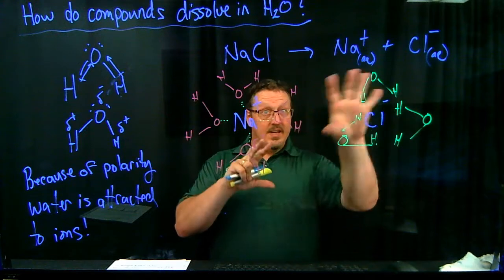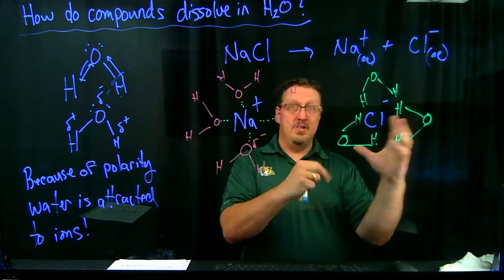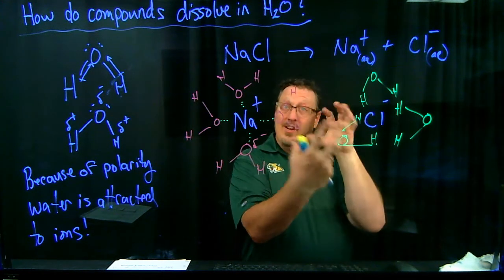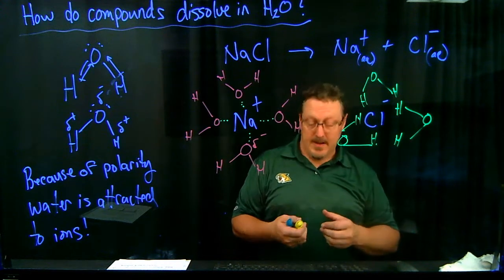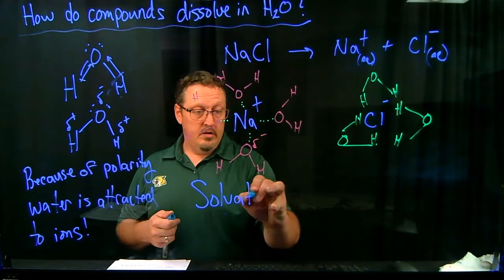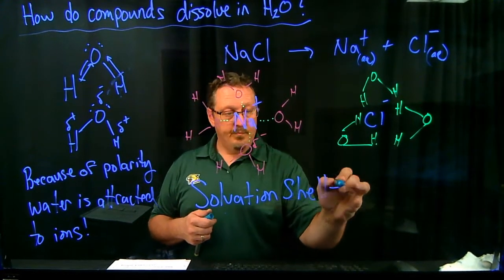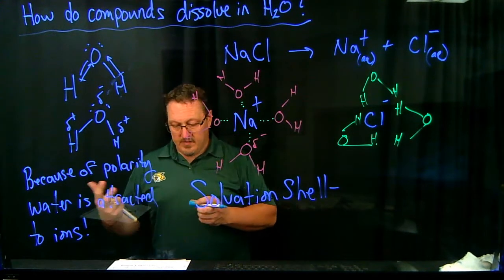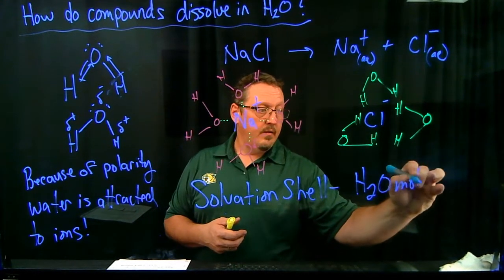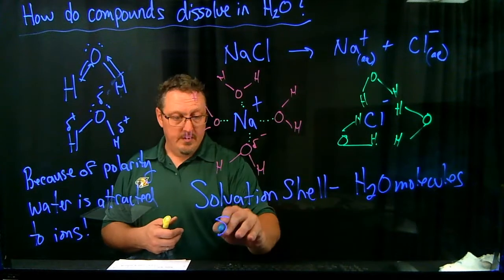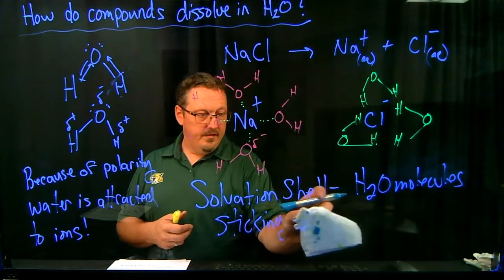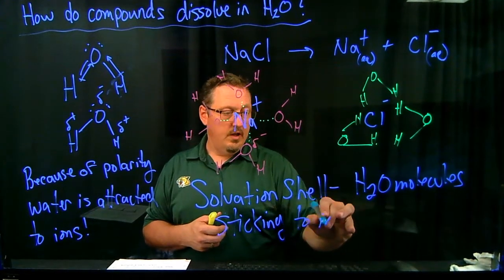And what this does is, again, you can see this wrapped around in 3 dimensions. You can see this sticking out in the front and out the back of this thing, and you could see that it would have kind of this ball of water molecules stuck to this ion. Well, this is called the solvation shell. Okay, and all that means is that you have water molecules sticking to ions.